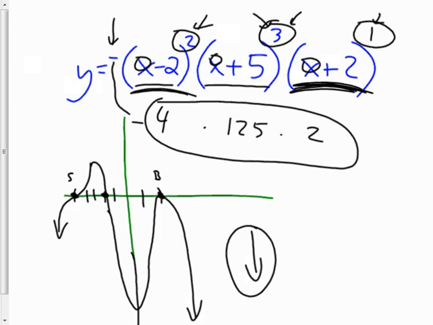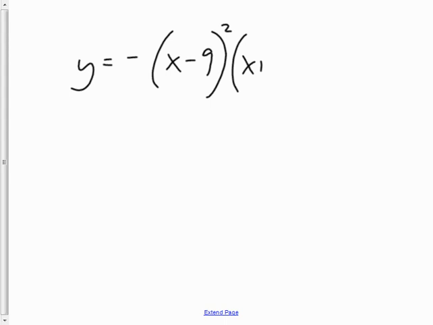All right. Now I'm going to give you one more. And this time I'm hoping 80% of you can get it right. Remember, start at the beginning. All right, so let's try -x minus 9 squared, x plus 3 cubed. Oh, and I'm going to throw in just an x in the front.